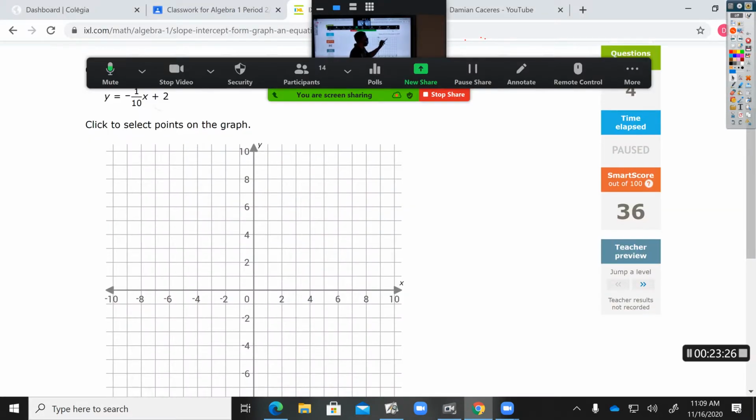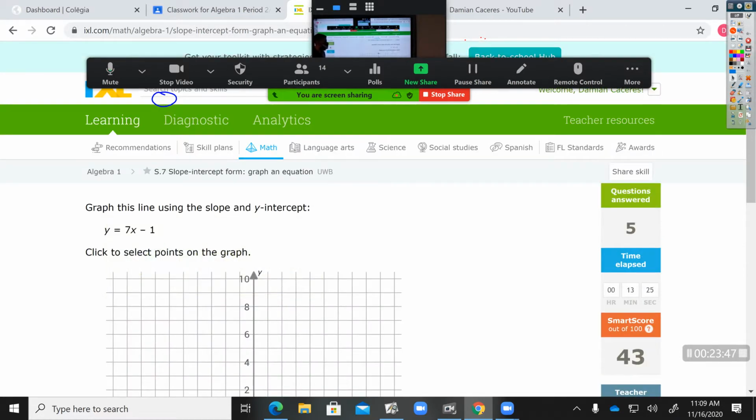You use the y-intercept, which is a constant, +2, to mark the y-axis. So you go to the y-axis, go to +2, put a dot. And now use a slope, which is -1 over 10, to go down 1, right 10. Done. This is all you do.